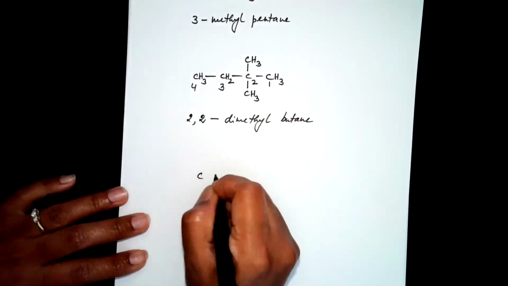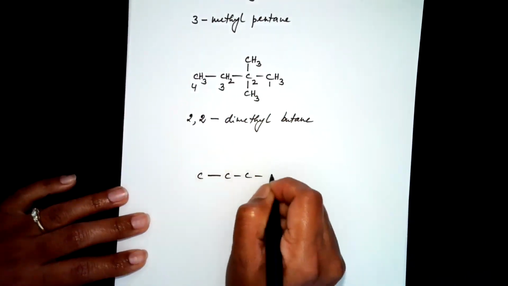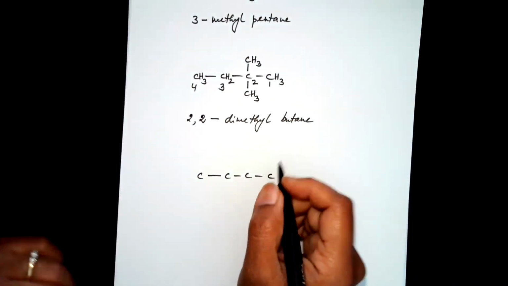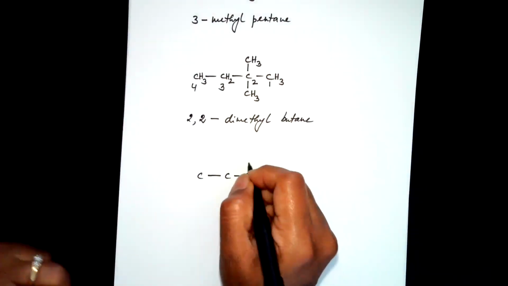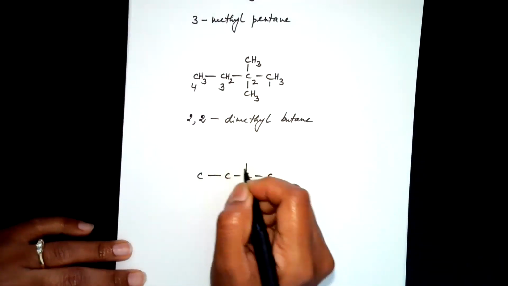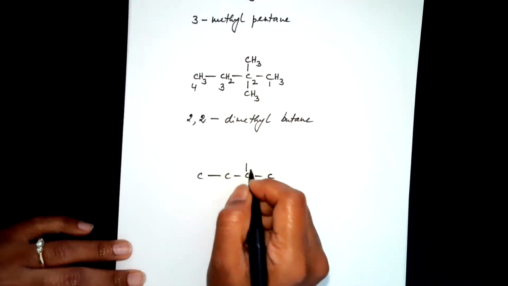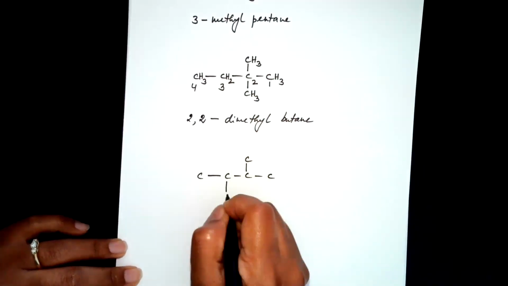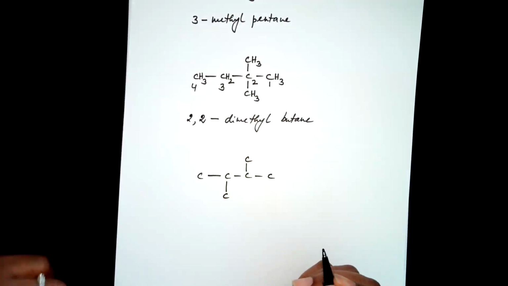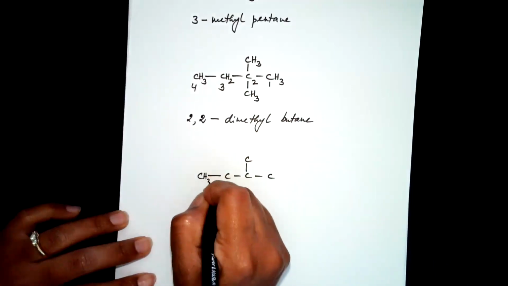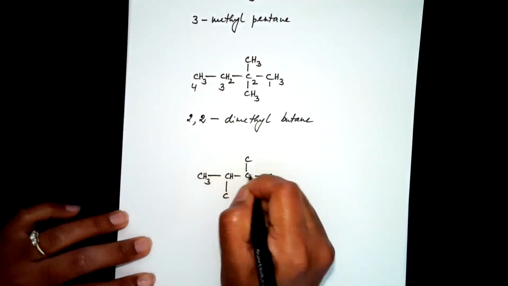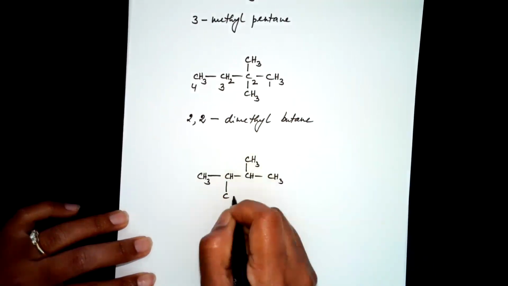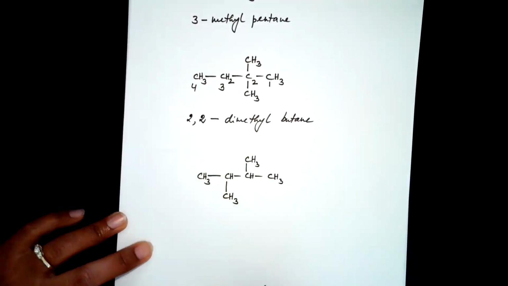Now, one last constitutional isomer would still be 4 carbons long. Instead of putting both the methyl groups on the same carbon, I would just attach them to different carbons. You could do it on the same side, you could do it on different sides. The name would still be the same. Fill out the rest with hydrogens. This needs 3, this needs 1, this needs 1, 3 here, 3 here, and 3 here.